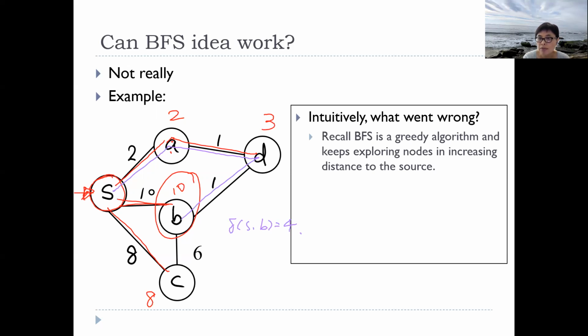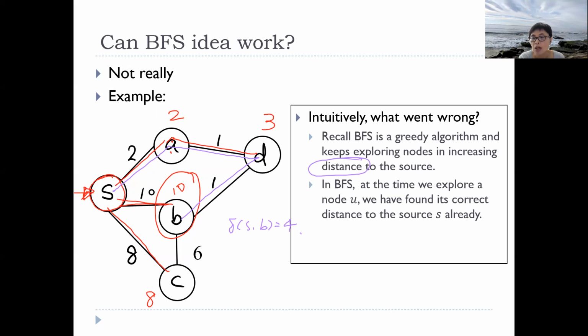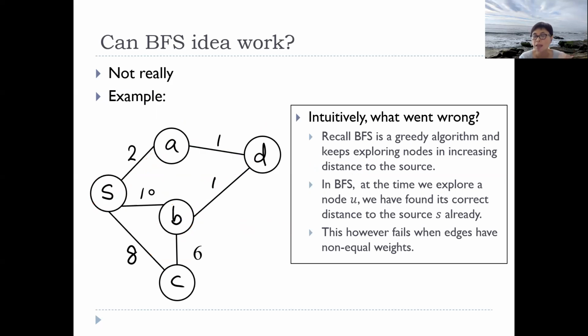Now intuitively, what went wrong? BFS is a greedy algorithm. It keeps exploring nodes at increasing distance from the source, but that distance is the number of edges needed to reach the node. So at the time we explore a node, we have found the correct shortest path distance to the source in terms of the number of edges. But if the edges have different, non-equal weights, the shortest number of edges does not imply the shortest distance. So when we first explore a node, we no longer get the correct weighted distance to the source. Later, in the next class, we're going to see how we can still use this greedy idea to develop a shortest path algorithm for weighted graphs.